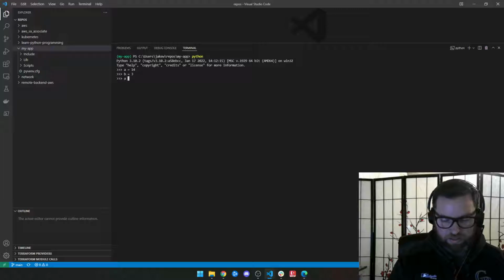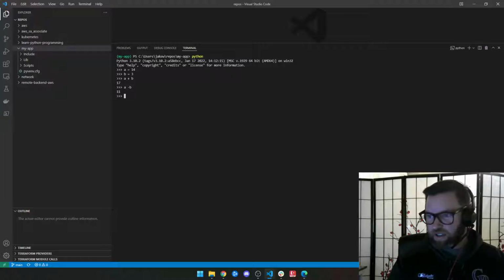And I can do addition. a plus b is 17. I could do a minus b, do subtraction. I could do a times b. And you don't need to do these spaces. I do them, but a*b like this would work just fine too. I just don't think it looks as nice.